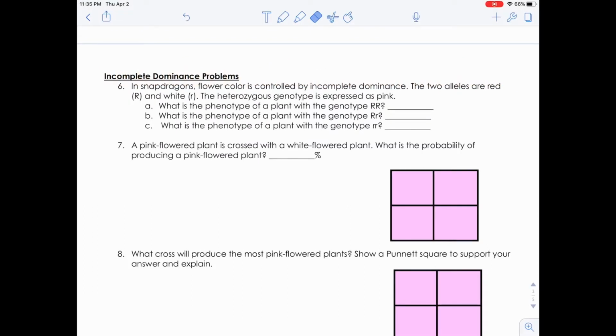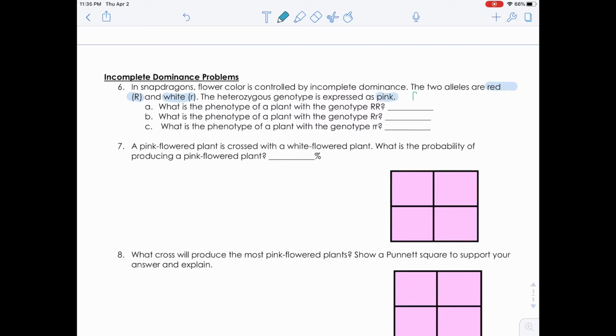Now let's look at some questions for incomplete dominance, which are also related to the previous slide. In snapdragons, flower color is controlled by incomplete dominance. The two alleles are red, dominant, represented by big R, and white, recessive, represented by small r. The heterozygous genotype is expressed as pink, so big R, small r will express a pink flower.